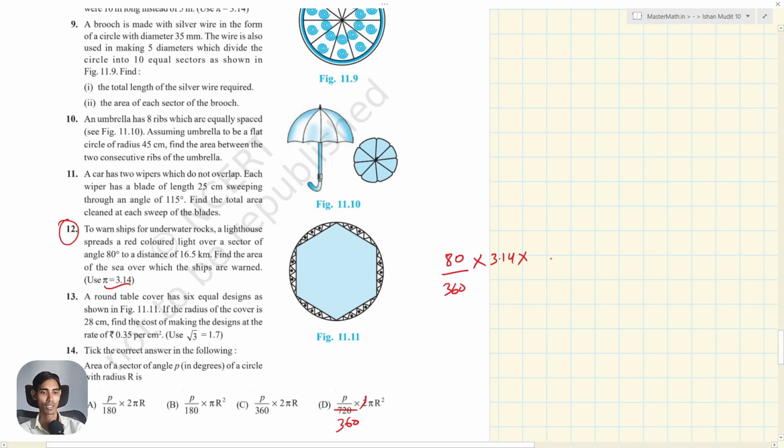And what is r square? R is... everything would be in kilometers. So this is what we have. Oh, yes, sir. I found out where I made the mistake. That was quick. Yes, sir. For radius, I put the theta value, so I put 80 as the radius.